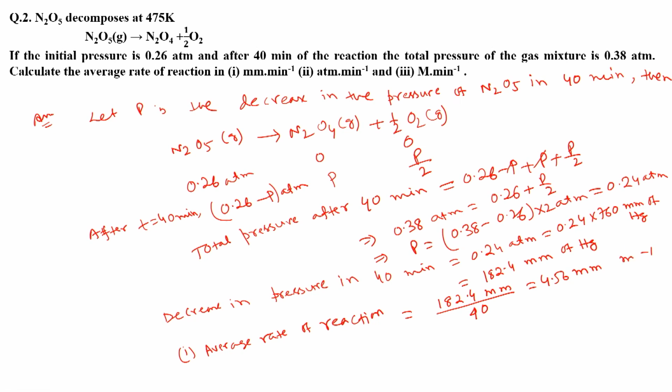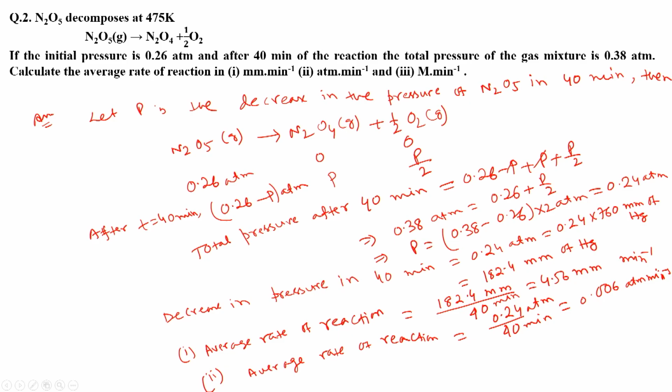So this is the first part of the problem. Now second part, we call atmosphere per minute. So atmosphere we already know. So again, average rate of reaction is 0.24 by 40. So this is atmosphere, this is minute. So we get 0.006 atmosphere minute inverse.